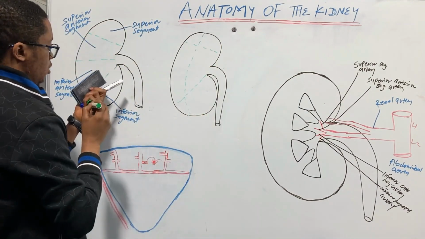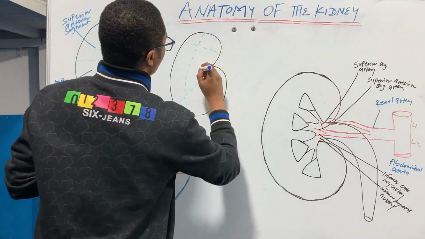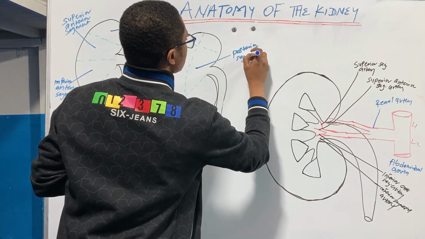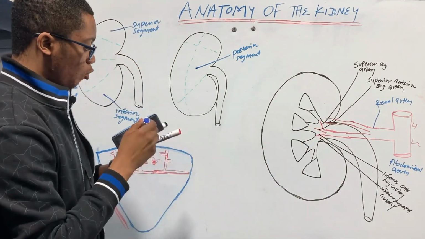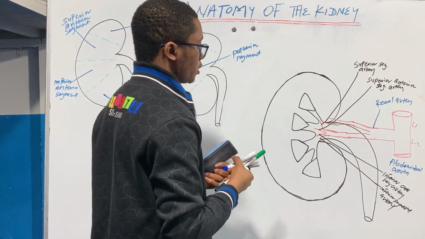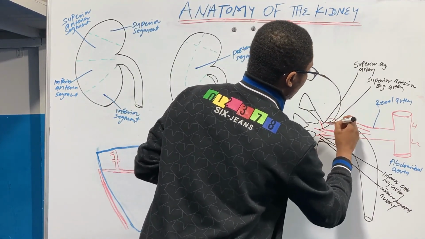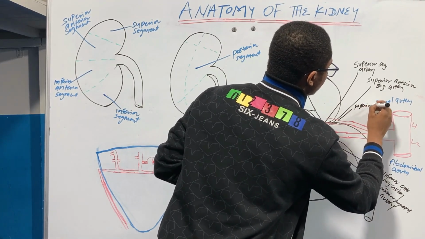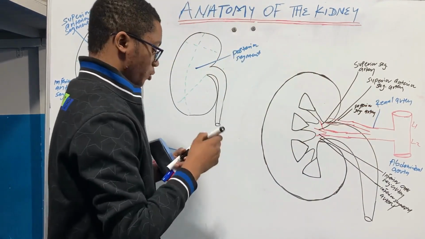So from here we can see the posterior segment. The posterior division gives off one posterior segmental artery, which comes to the posterior segment. So let me quickly label that too. This artery here is the posterior segmental artery.